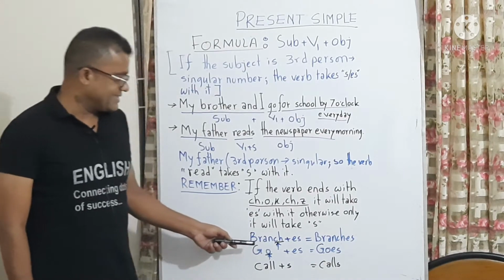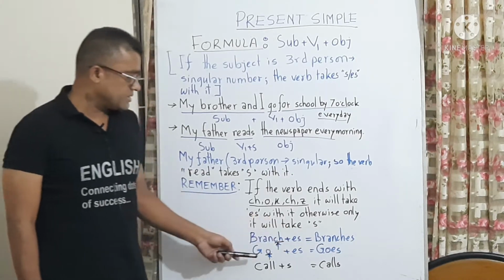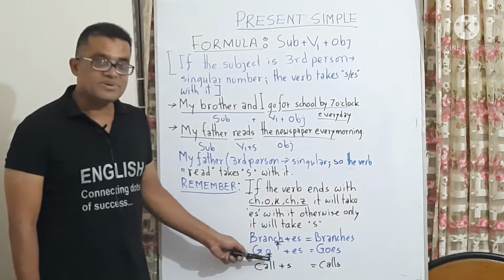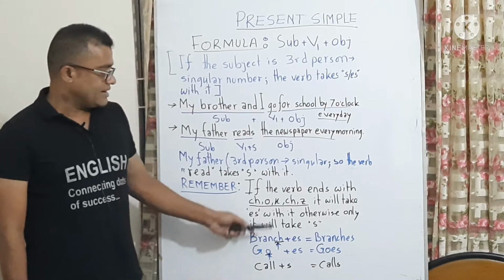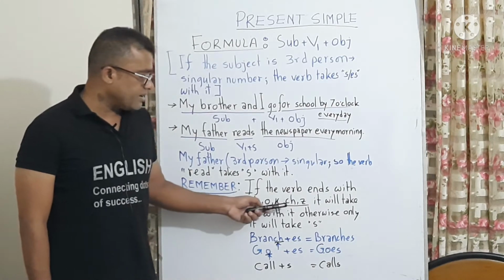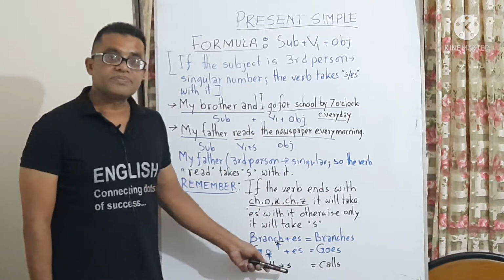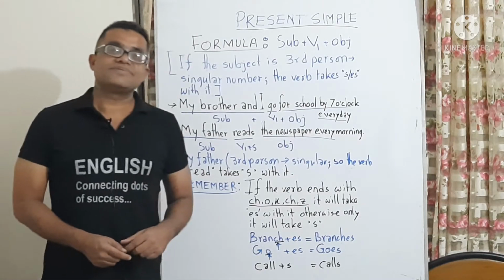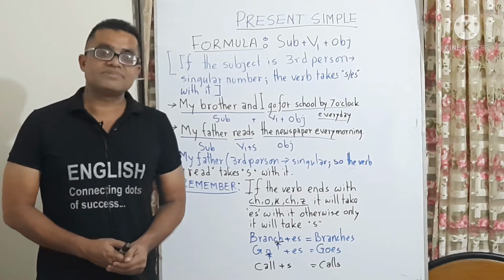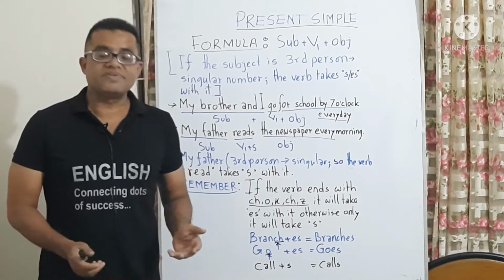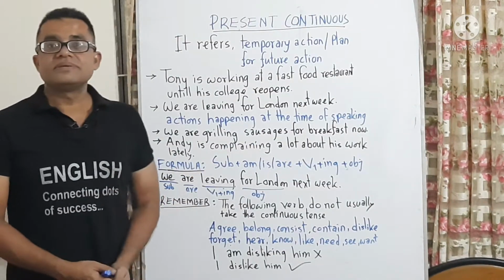Look at these examples here. Branch, it ends with ch, so it takes es. Branches. Go, it ends with o, so it takes es. Goes. And the other verb, call, it doesn't have ch, sh, o, x or z with it, so it doesn't take es, it only takes s with it. So, these are the basic things of present simple tense, and I hope if you watch this video carefully, you will be able to learn present simple tense very well. Okay, thank you very much. Next time we will talk about present continuous tense.